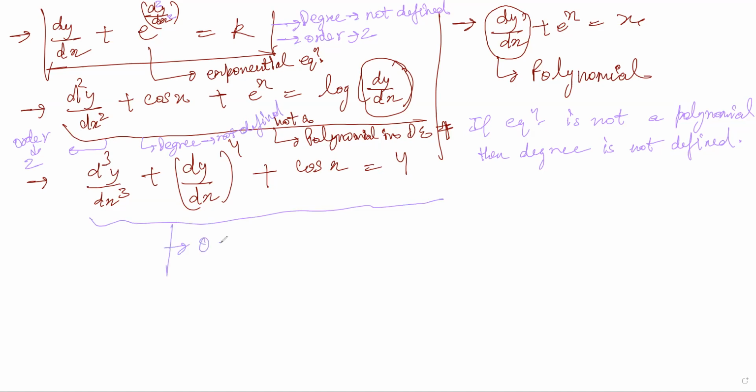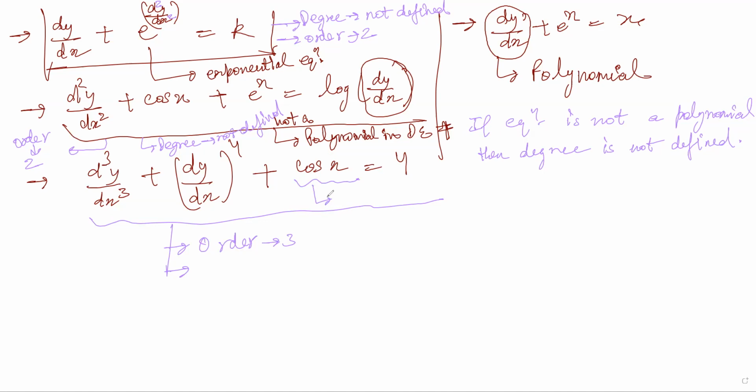Order is 3 and degree not defined. Why is degree not defined? Because this is not a polynomial. Okay, there is a trigonometric function, but we haven't used a derivative inside a trigonometric function. We have used the general trigonometric function, but that doesn't matter. That doesn't change our polynomiality, because we are checking a differential equation. We are not checking a normal equation.